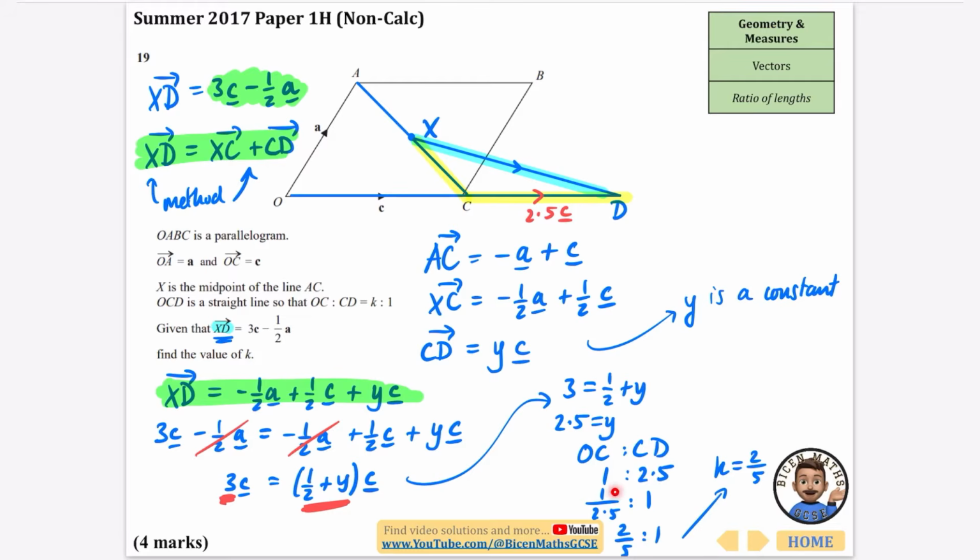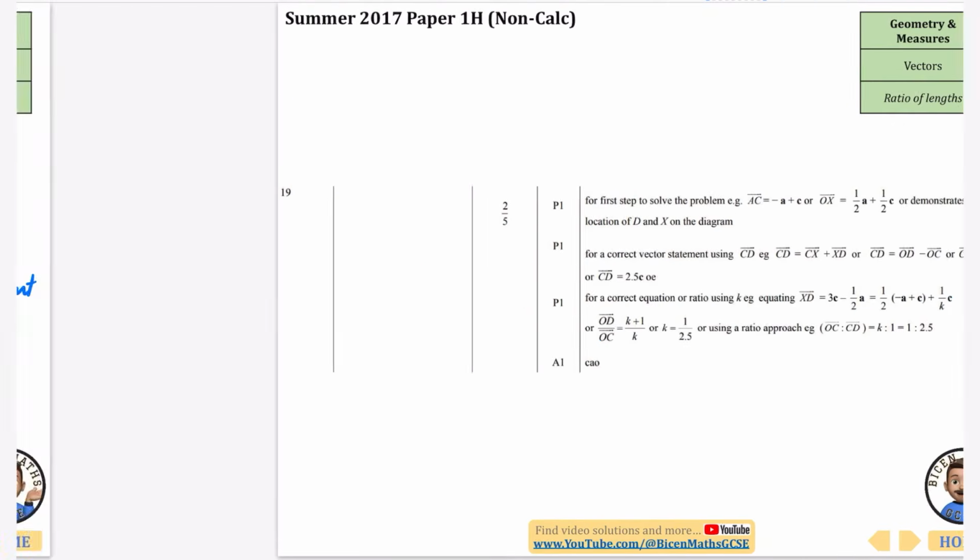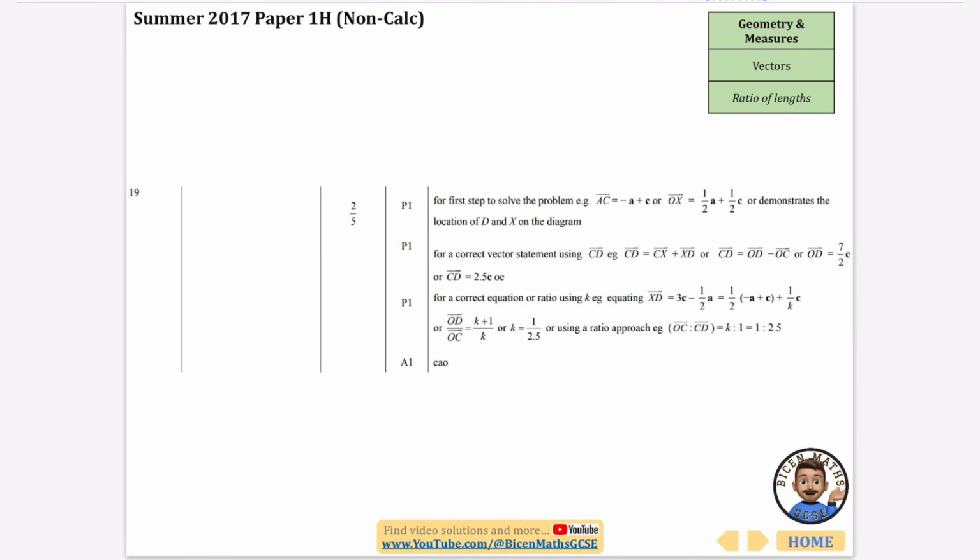So all I did here, 1 divided by 2.5, just in case anybody gets stuck at that point, 1 divided by 2.5. If I double the top and I double the bottom, I get 2/5, which obviously you're allowed to do with fractions. Okay, so hopefully we've got that k is equal to 2/5. Yep, there it is there.